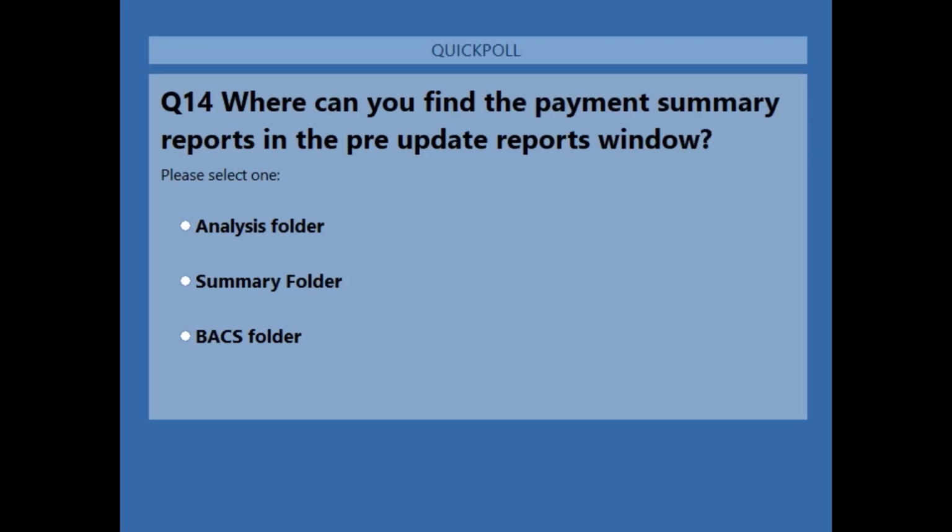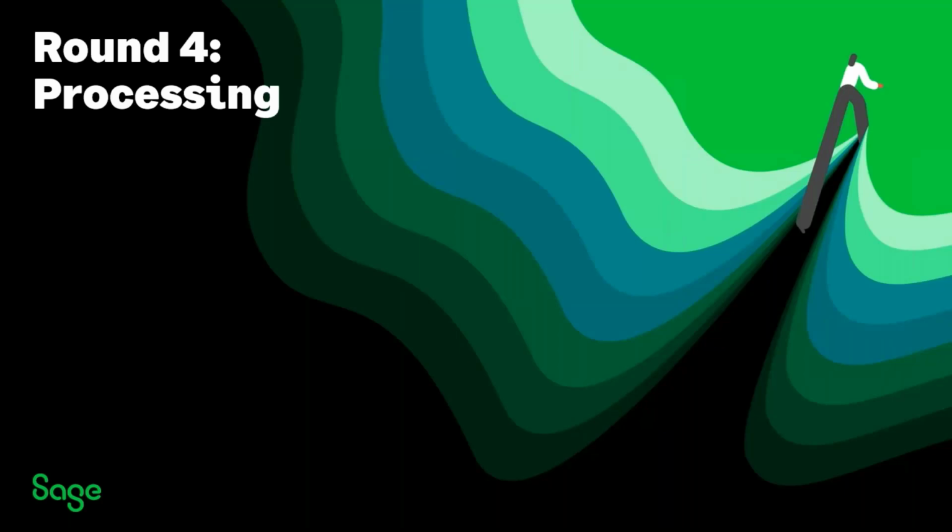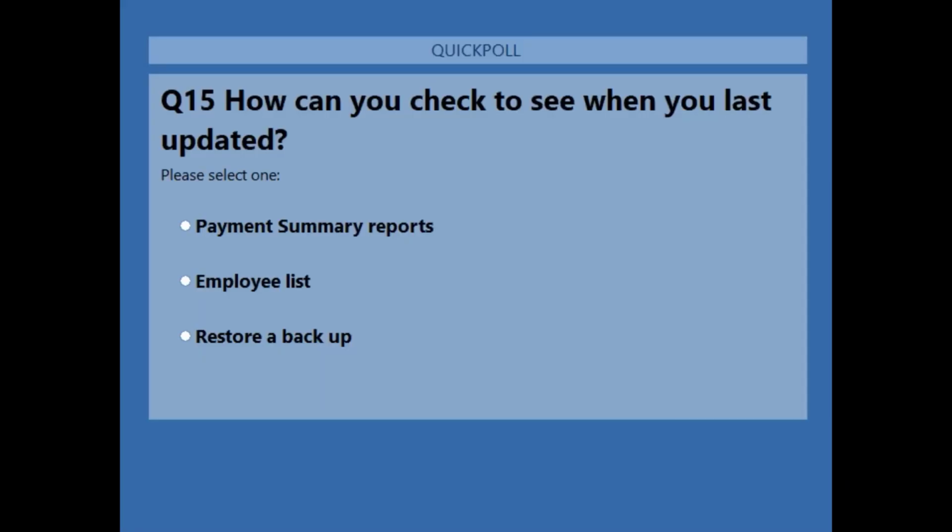And that is the minute up. So we're going to close this question down now, and then we're going to move on to the penultimate question of the session, which is question number 15. So we shall launch this one now. How can you check to see when you last updated? So when you last clicked update records, can you do it via payment summary reports, which we have just tested where you can find those? Is it on the employee list, or is it to restore a backup? So how can you check to see when you last updated your payroll? Is it payment summary reports, employee list, or restore a backup?